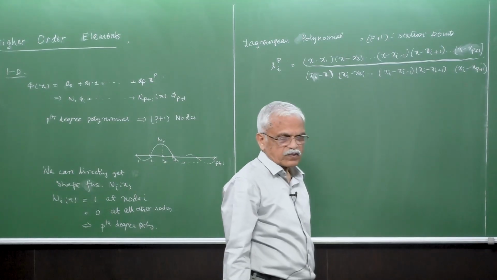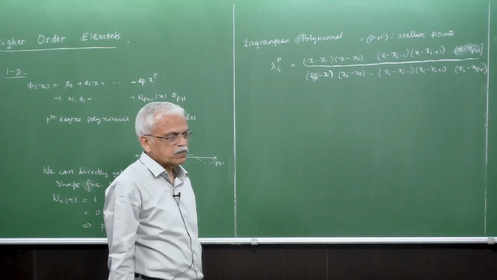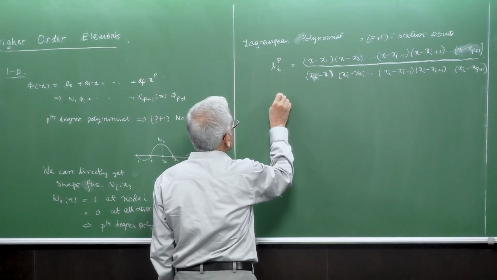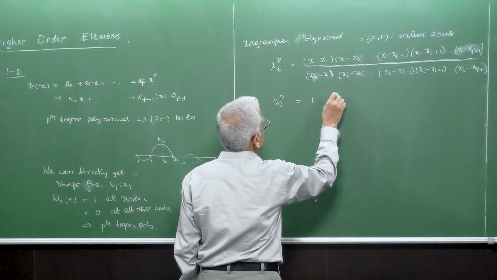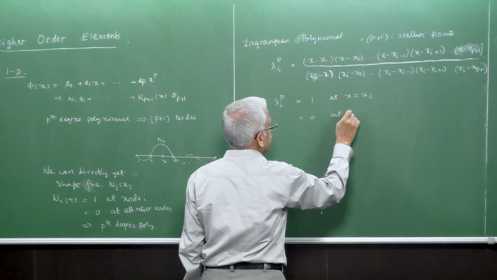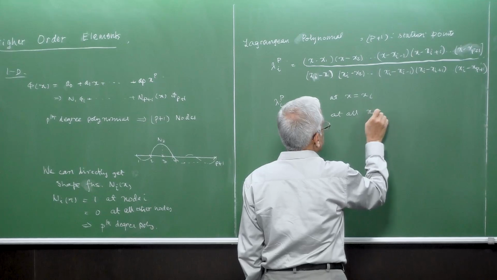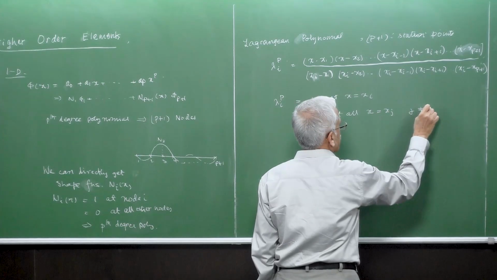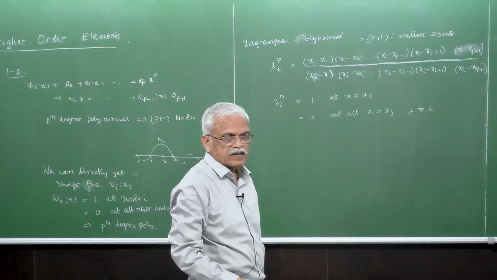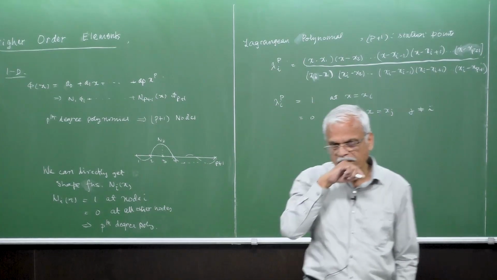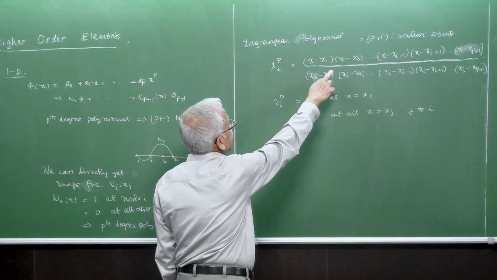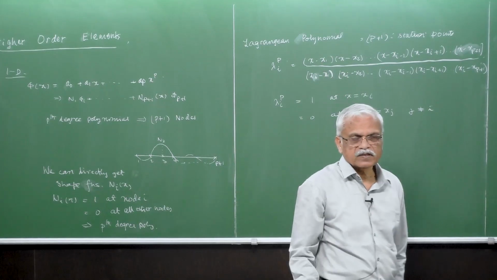Okay, so this is a very simple polynomial expression, where you can see here that this will take a value of 1 at x is equal to xi and 0 at all other x is equal to xj, let us say j not equal to i. You can see that when x is equal to xi, the numerator is equal to the denominator and it's equal to 1. And when x takes any other value, like x2 for example, the numerator will be 0 and this whole function will be 0.